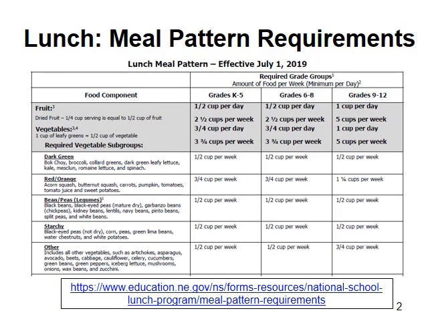A chart of the lunch meal pattern requirements is provided with this training and is also available on our website. This chart summarizes the meal pattern requirements, listing each component and the portion sizes to be offered for each grade group. If you are new to planning lunch meals, I recommend you print this chart and read through it.